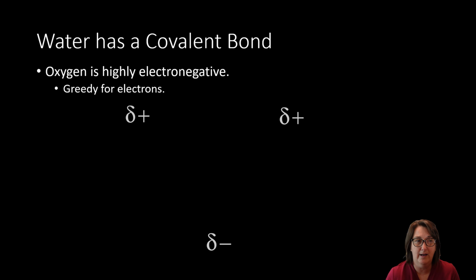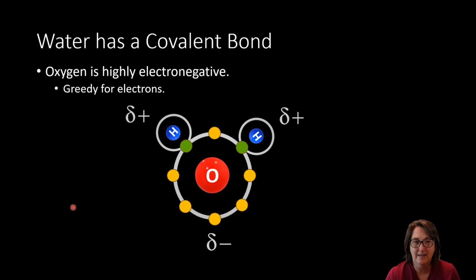Water has a covalent bond, so that means oxygen's highly electronegative, greedy for electrons, and this symbol here is showing electronegativity. When I look at my water molecule, I see that oxygen is going to hold more electrons most of the time. Since it's going to have more electrons, it's going to have an overall negative charge.